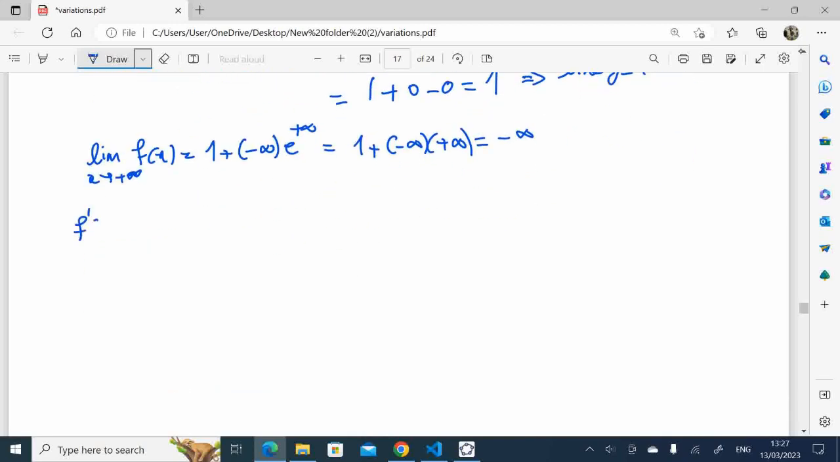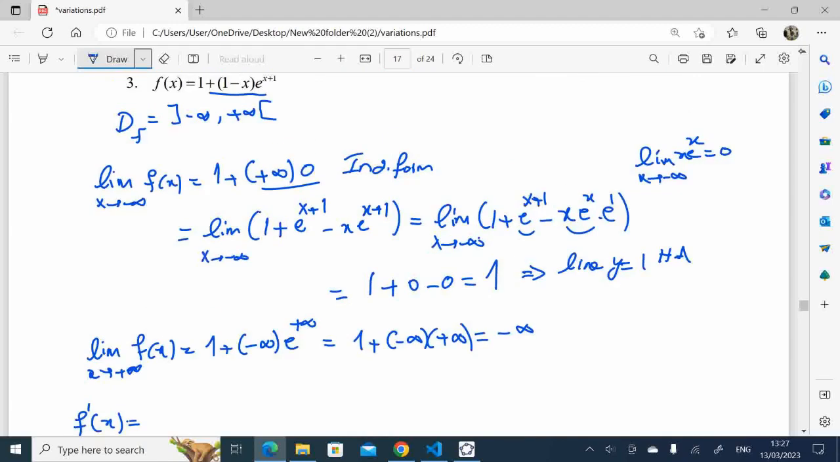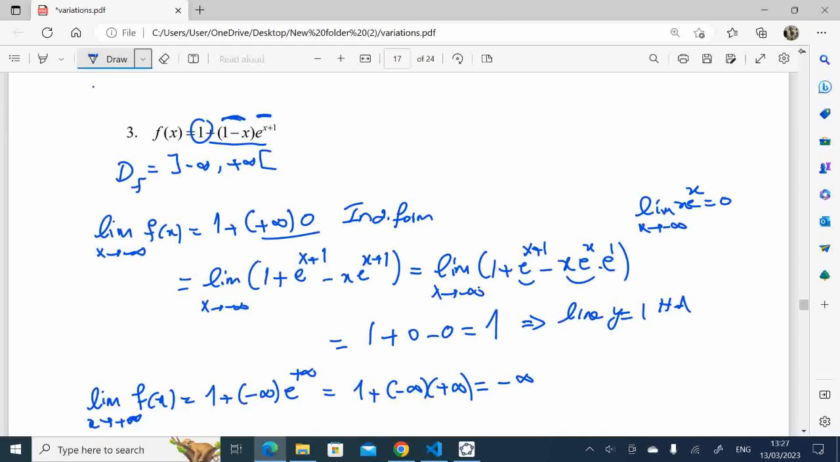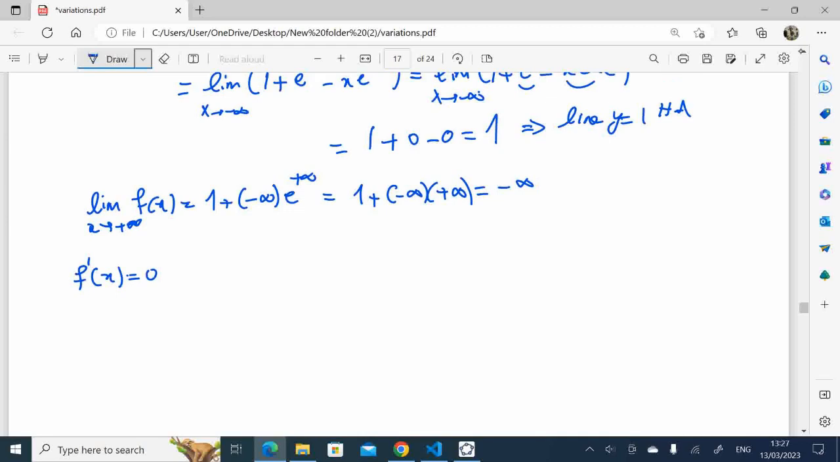F prime. So first, the derivative of 1 is going to be 0. Now this has the form u times v. To find the derivative of u times v, we are going to use u prime v plus v prime u again. So the derivative of 1 is 0, plus u prime, which is minus 1, times v, which is e^(x+1), plus v prime, which is the derivative of e^(x+1), which is e^(x+1), right?